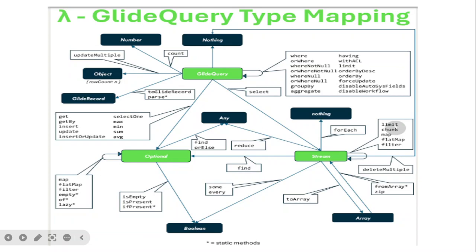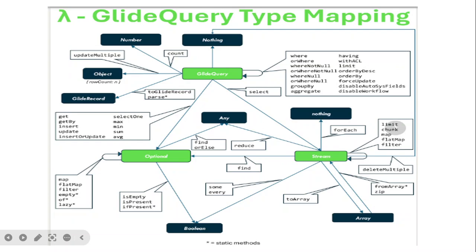And the next one is select. We can use where clauses also, like in SQL we use the where clause and having clause. In the same way, we can use where, orWhere, whereNotNull, orWhereNotNull, whereNull, orWhereNull, groupBy, aggregate, having, withAcls, limit. We can set the number of rows using the limit function. In the same way we can use orderBy, orderByDesc, forceUpdate, disableAutoSysFields, disableWorkflow. These are the things we can use, where conditions, having, and so on.